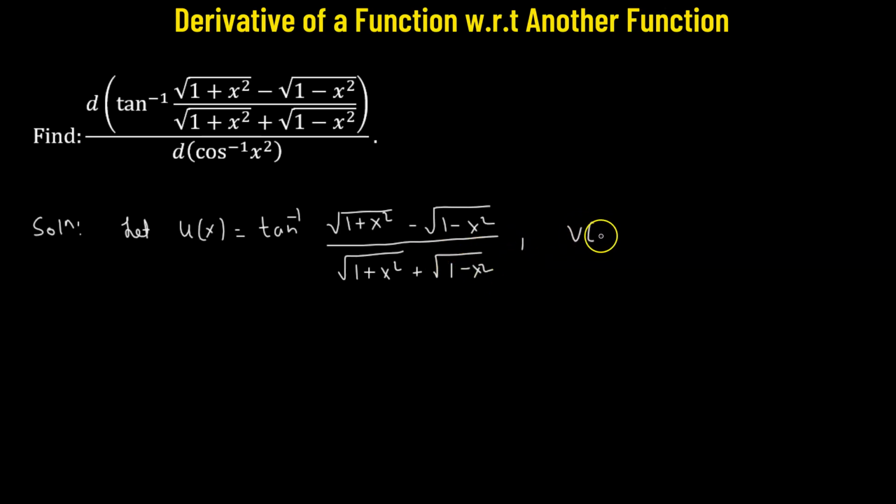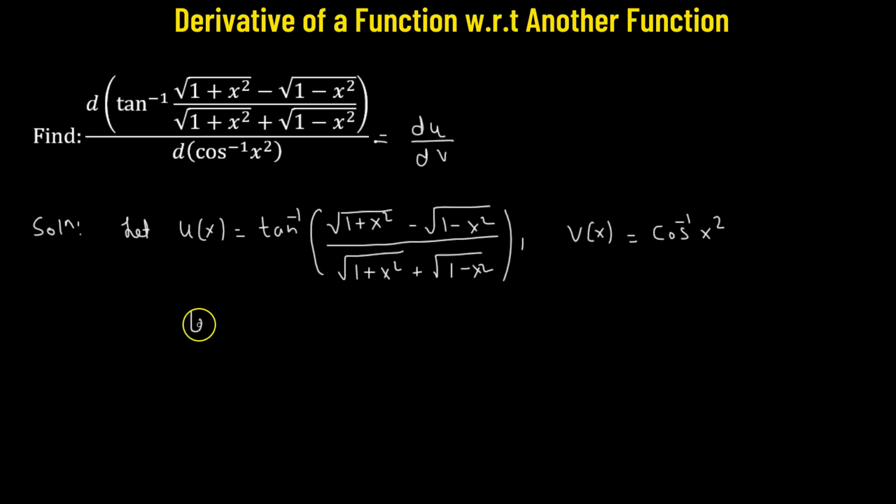And we'll consider another function v, which is a function of x, and this will be equal to cosine inverse of x squared. Then we'll find the derivative of u with respect to x, and the derivative of v with respect to x, and then we'll find the value of the derivative of u with respect to v. Okay, now let's begin. But before taking the derivative of u with respect to x, we need to simplify this given expression. So let's begin with u of x, and we'll try to reduce it.